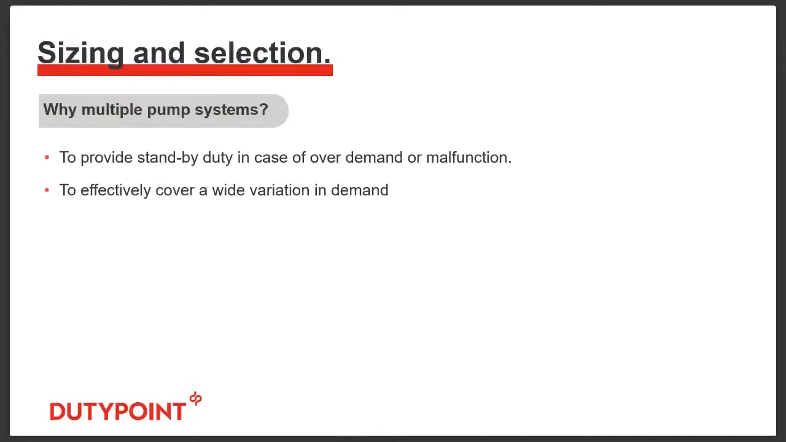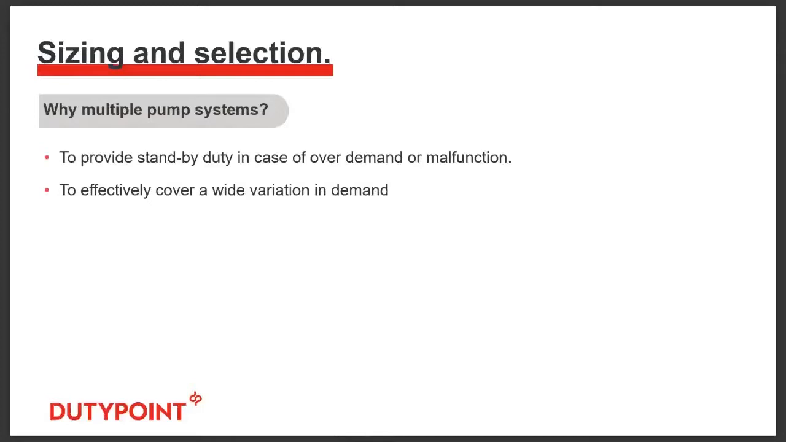So if one of those pumps goes down for whatever reason, the other pump is capable of carrying on as normal. It's capable of doing the maximum demand that is required by that building. The second reason we use multiple pumps, and actually the reason we might use more than 2 pumps, is that we can cover a much wider variation in demand.